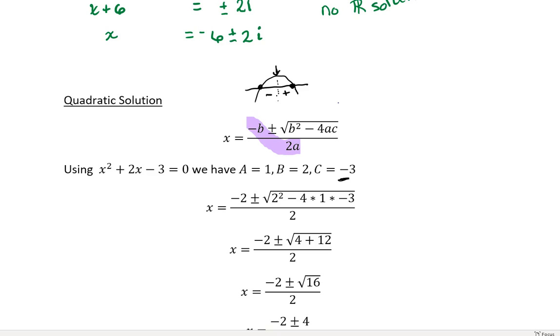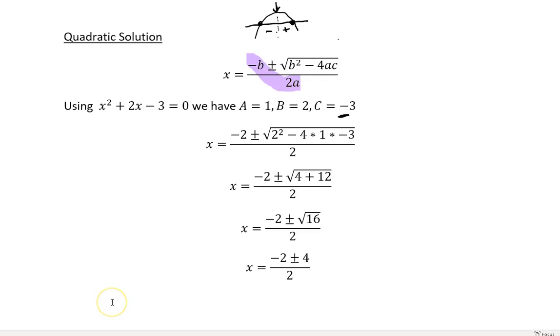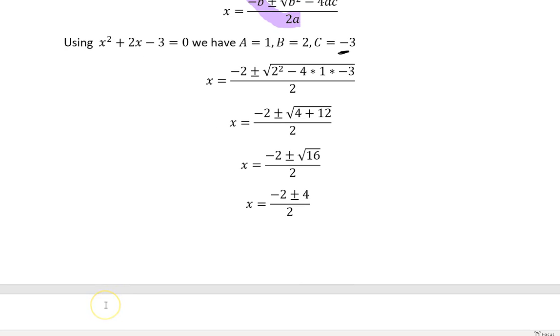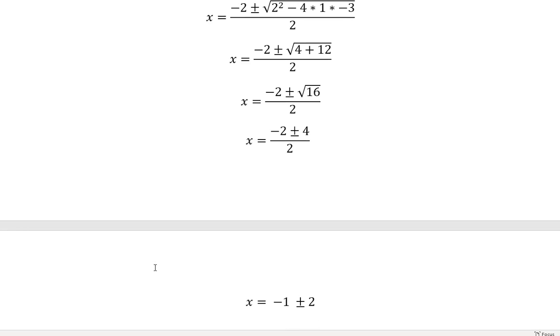1 and negative 3, right? So when I go ahead and take a look at that, multiplying the negative 4 and the negative 3 gets me a positive 12. So I have a negative 2 plus or minus, I'm going to have the square root of 16, and that's all over 2. Then we take the square root of that 16, it gives us a 4, and it's going to be both the positive and the negative solution.